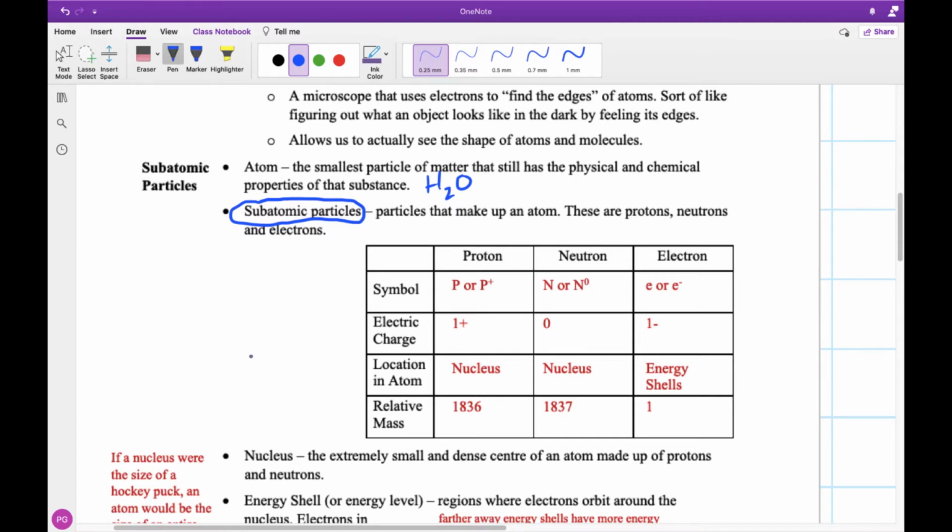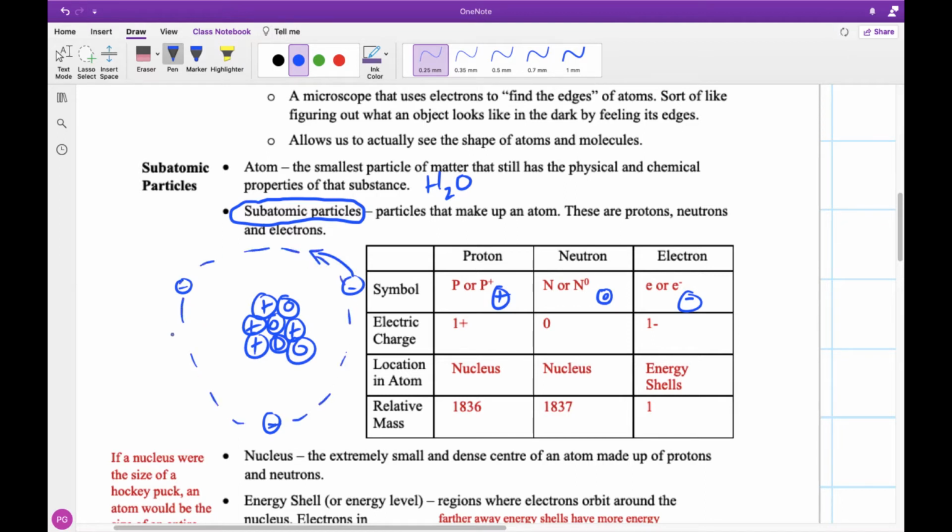A very common picture that you'll see for this: oftentimes the protons are represented with pluses, neutrons are represented with little zeros, and our electrons are represented with little minuses. What you'll see in pictures, inside our nucleus, are a whole bunch of protons and neutrons all packed together, and then orbiting around it in these energy shells are electrons. So you have these little negative electrons zipping around the outside of our atom.